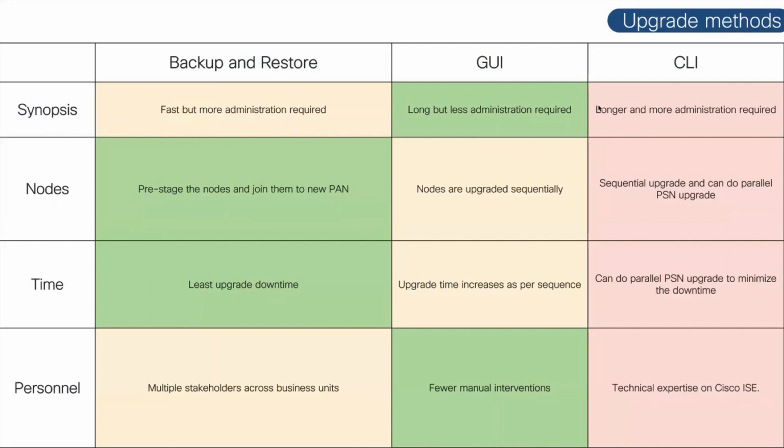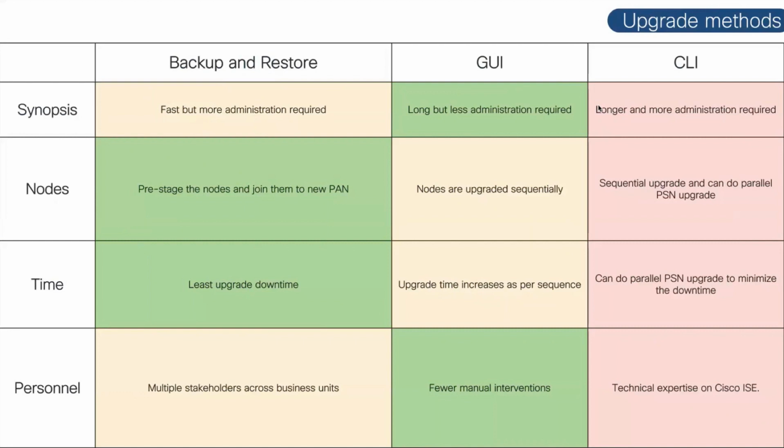The nodes in backup and restore have to be pre-staged. You've got to take the backup of your existing ISE version, bring up a new PAN, restore the configuration which was taken in the earlier version, and pre-stage your nodes so that you can join those nodes one by one or strategically to the new PAN. In the backup and restore method, it is faster and the downtime is very less.